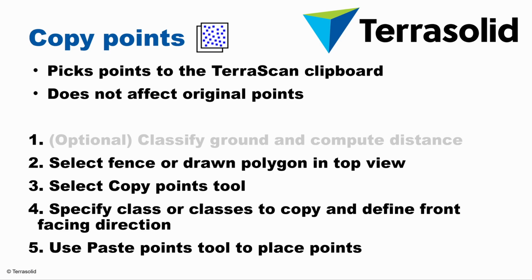Then, in top view, select fence or drawn polygon surrounding the object that is to be copied. Copy Toolbox tools only consider horizontally drawn shapes. Then, select Copy Points tool. User can specify classes which are copied and define front-facing direction. Copied points can be placed with Paste Points tool.